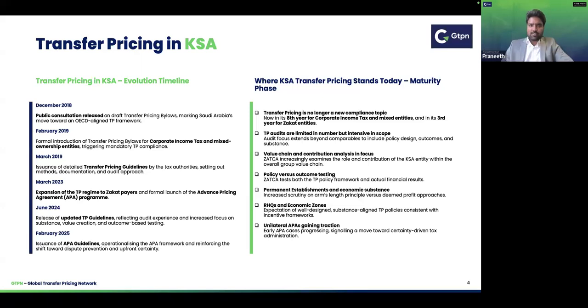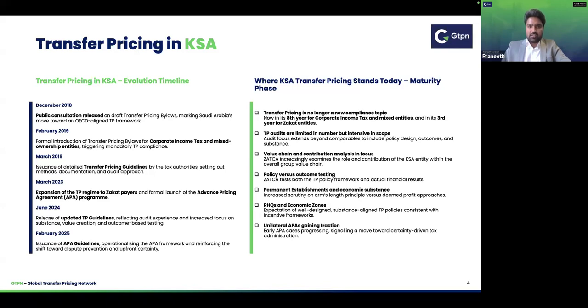Thanks, Anand and Johan, for setting the context. Good afternoon, everyone who has joined. I think this slide gives a good snapshot of the evolution of the transfer pricing regime in the Kingdom. If you see the left leg, the first PCD was introduced for the draft TP bylaws in December 2018, followed by the transfer pricing bylaws in 2019. And immediately they released the detailed transfer pricing guidelines, which is a toolkit for taxpayers and practitioners to implement the articles outlined in the transfer pricing bylaws.